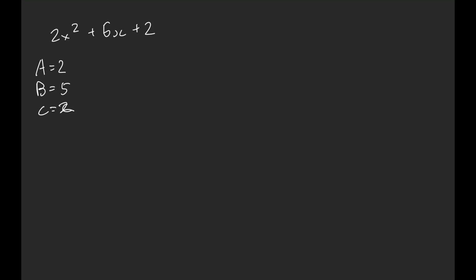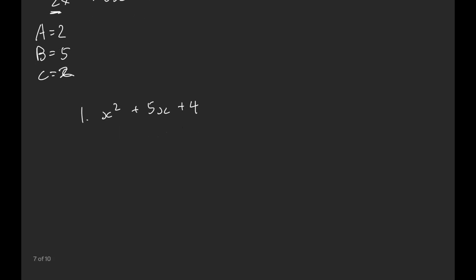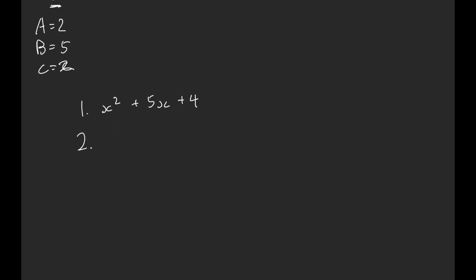The AC method of factoring goes as follows. So you're going to take your a term, and you're going to multiply into your c term to create a new polynomial expression. In doing so, you're also going to remove your a term from your leading term. So in this case, step 1, we are going to turn 2x squared plus 5x plus 2 into x squared plus 5x plus 4.